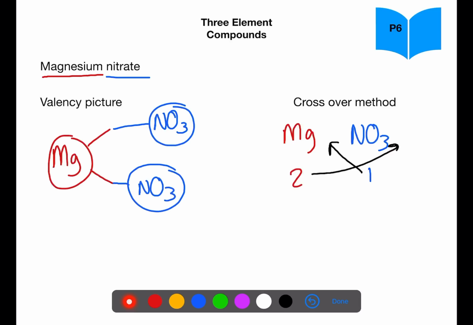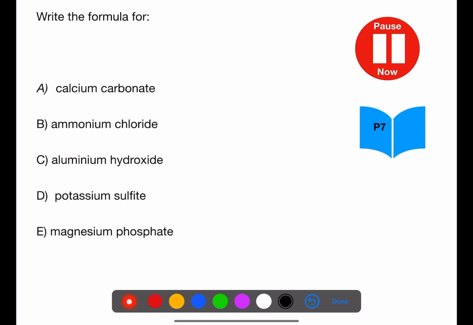When it comes to writing the formula, we need to be very careful. We have 1 magnesium and 2 nitrate groups. This is NO3, 2. We need to put brackets around the NO3 to separate the numbers. Pause the video now and write the formula for these compounds.